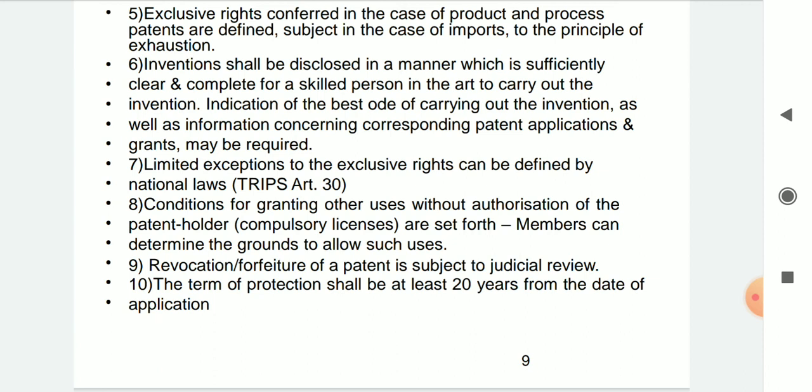The term of protection shall be at least 20 years from the date of application.